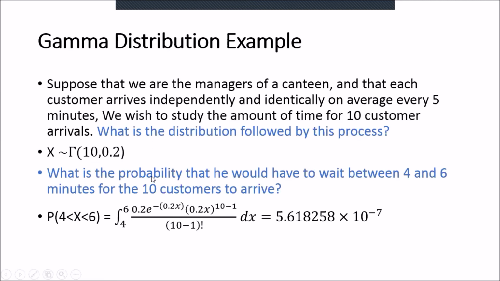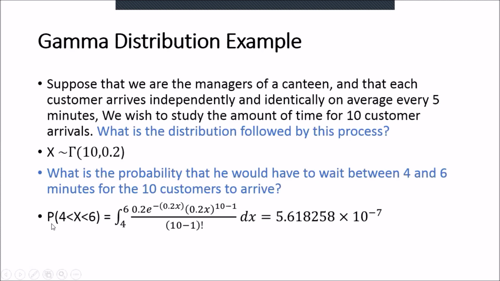What is the probability that the manager would have to wait between 4 and 6 minutes for the 10 customers to arrive? Now we see that each customer takes on average 5 minutes to arrive. So for all 10 of them to arrive between 4 and 6 minutes, in such a narrow interval, we expect it to have a very low probability. So how do we go about this calculation?